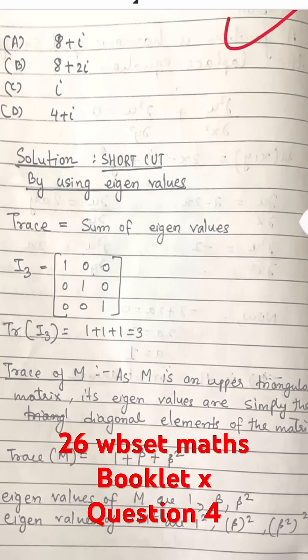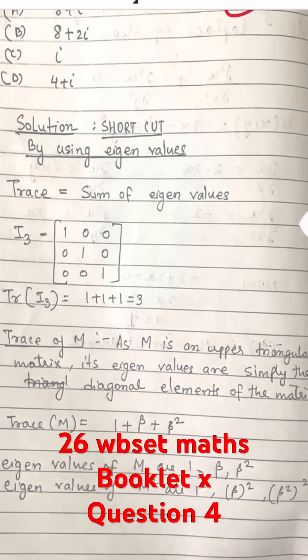So by the shortcut method, we know that trace is the sum of the eigenvalues. Okay. So sum of the eigenvalues. So trace of I is very simple. The diagonal elements we add up, we'll get the trace 1 plus 1 plus 1. We get the trace 3.